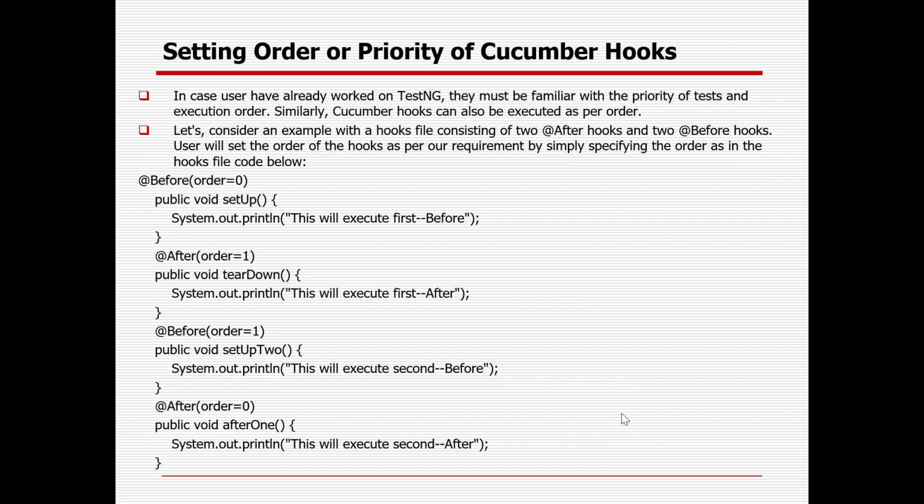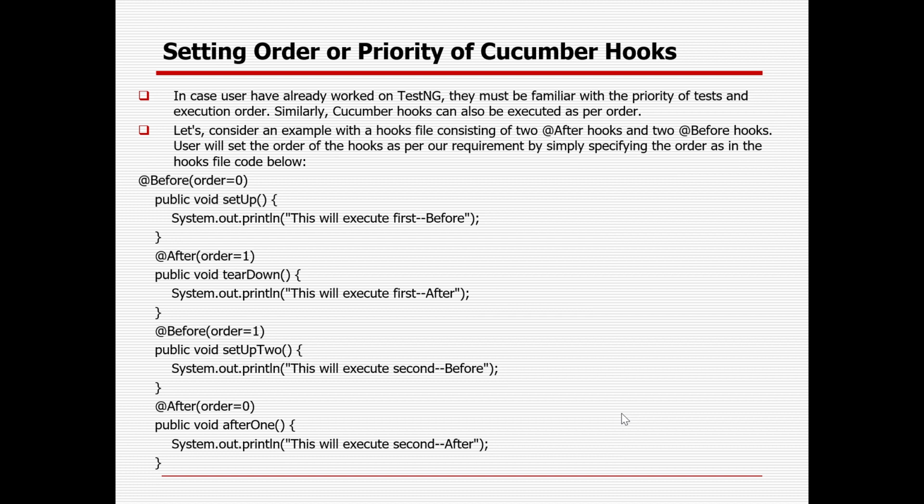So before hooks will be executed based on the numeric ascending order, meaning from lower to higher, but for the after hook it will be from higher to lower. So in case you are having 5 4 3 2 1 0 for the after hook, and for the before hook it will be 0 1 2 3 4 5.